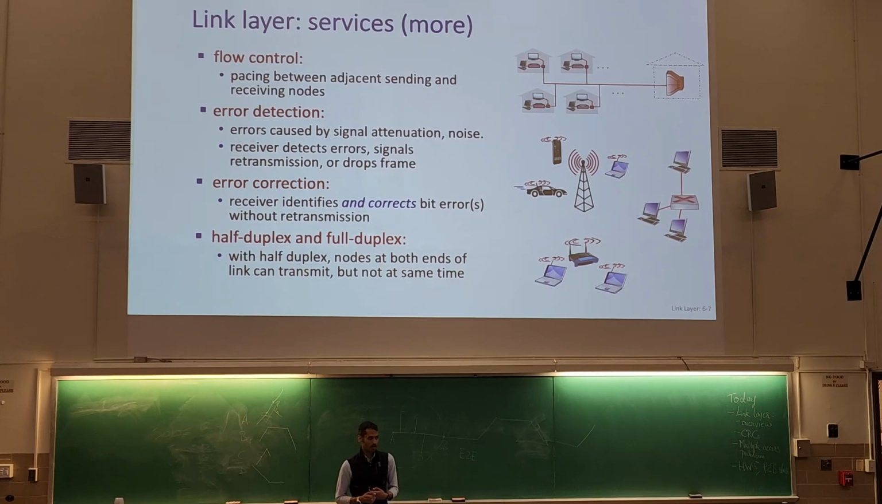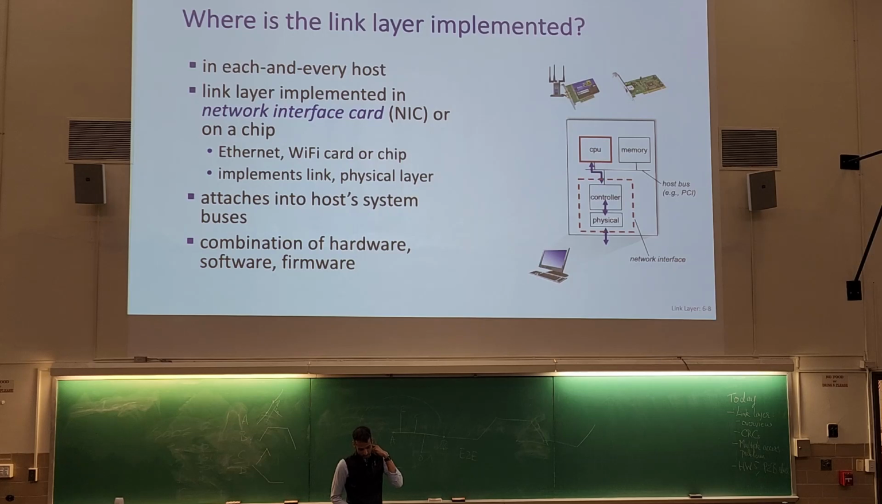And link layer protocols, like transport layer protocols, can be either half duplex or full duplex, bidirectional or unidirectional. Okay, TCP is bidirectional. Link layer protocols, it really depends on the link layer protocol what kind of communication semantics they offer. Okay, so where is the link layer implemented, right?